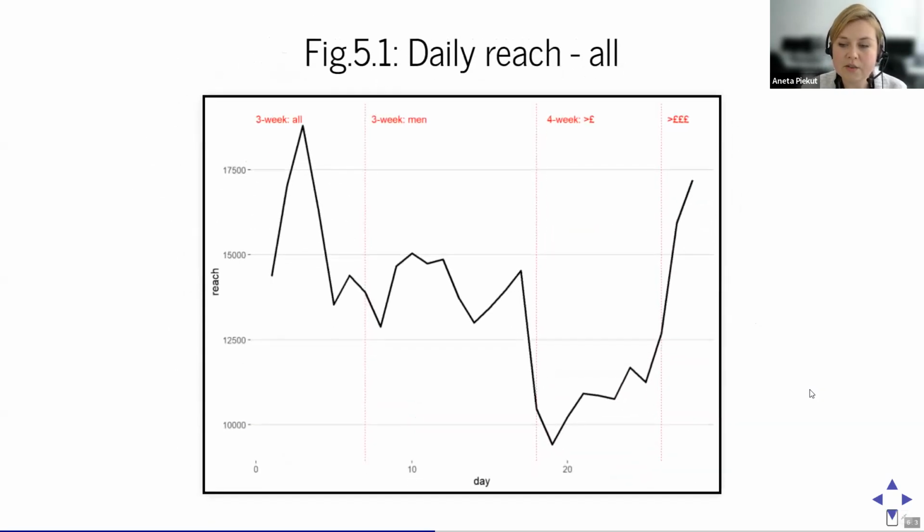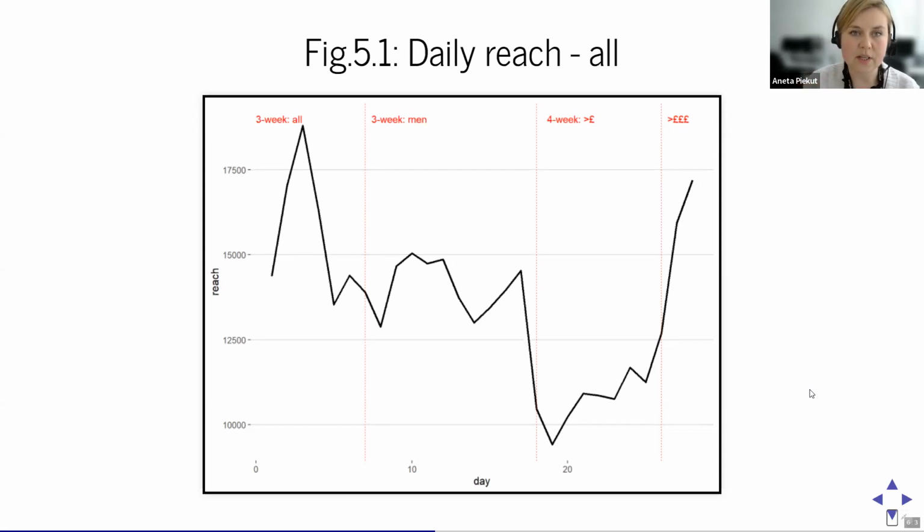So I added the stages of our campaign as these red lines and a short description. It's a lot of information to take in this presentation. So the first stage was when we targeted all genders within a 3-week campaign. Then it was still a 3-week campaign, but targeted only men. Then we extended it to a 4-week campaign, added a little bit of budget, and then in the final few days added this extra over 200 again.